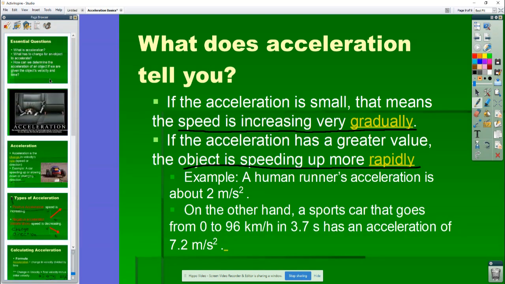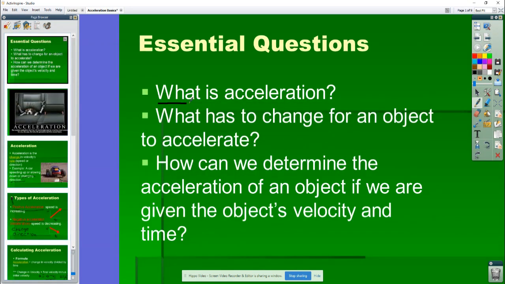So, to go back over hopefully what we learned, what is acceleration? That's a change in velocity. What has to change for an object to accelerate? Well, its velocity has to change. It either has to speed up, slow down, or change direction. And how can we determine the acceleration of an object? If you remember, acceleration is equal to the change in velocity divided by time.